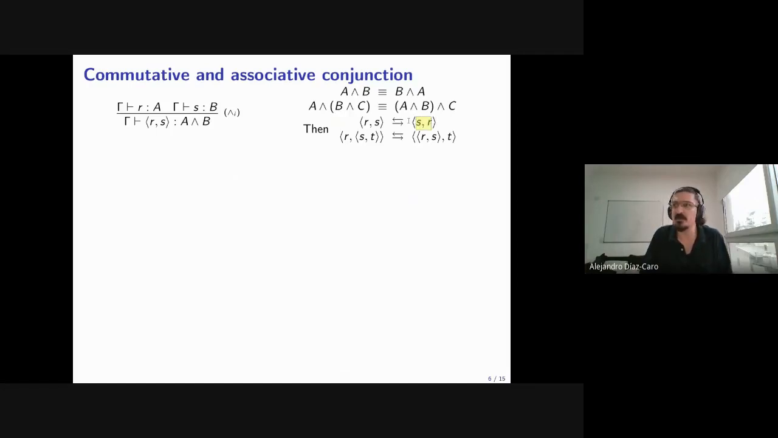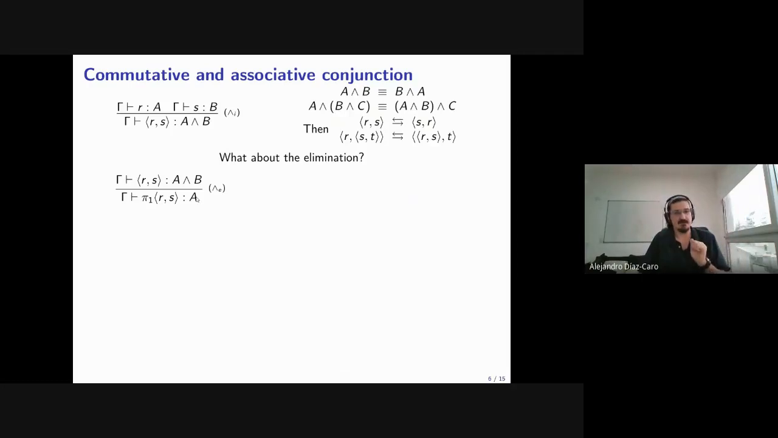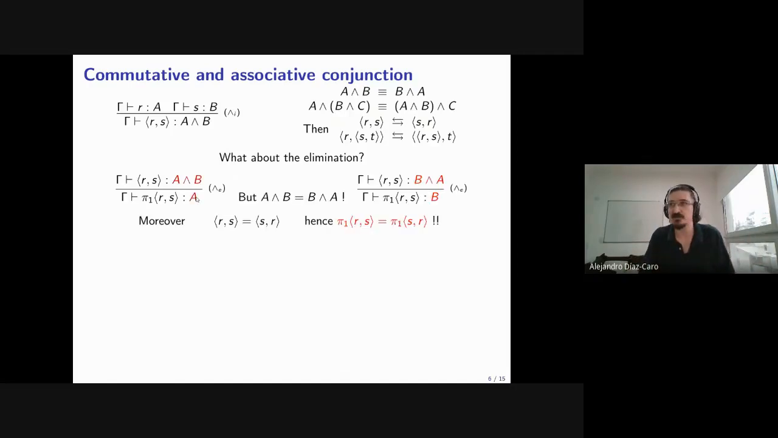If we cannot identify where is the proof of A and where is the proof of B, because they are exactly the same, as we are saying, then we can run into problems. For example, usually the elimination of the conjunction is done in this way. If you have a proof of A and B, you can say, okay, give me the first of both proofs, and then you get a proof of A. But now we don't have a first because we just said that there is no order between the two proofs. So what we say is that these two guys are the same.